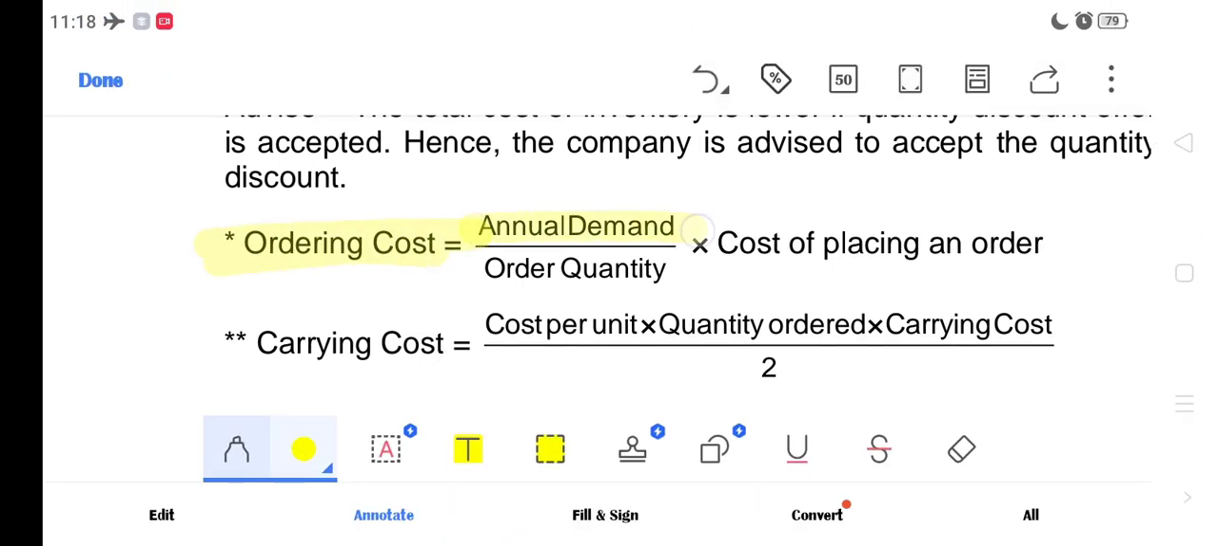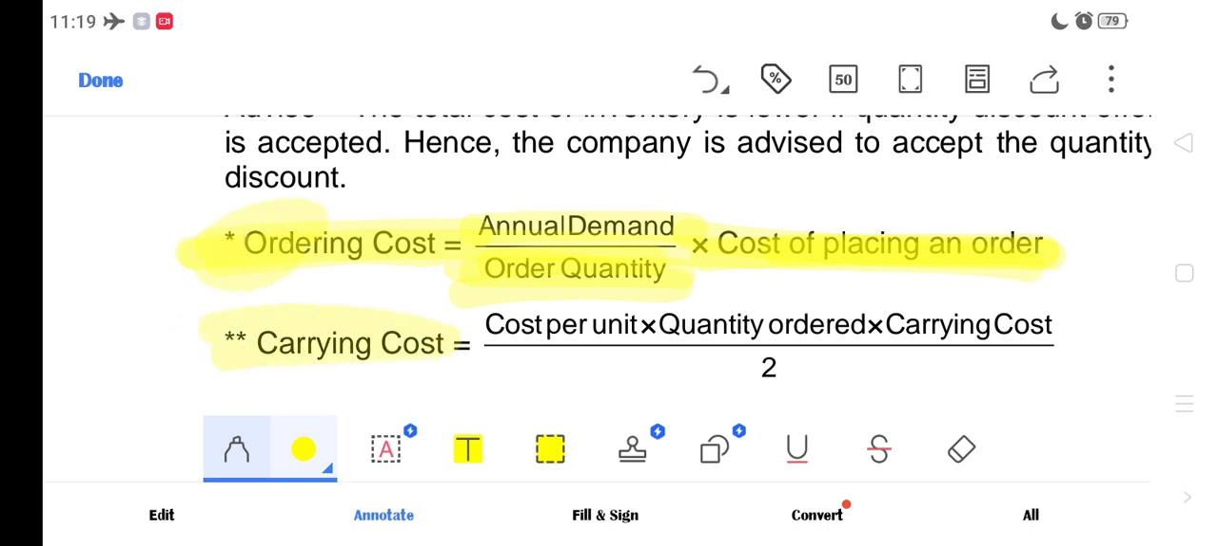Ordering cost, what is the formula? Annual demand by order quantity, which means EOQ, economic order quantity, or any kind of order quantity. Like in the quantity discount, they have given 6,000 units, so that is the order quantity. In this EOQ method, what is the units? 371 only, no? Into cost of placing an order. This is the formula for ordering cost, and this is the formula for carrying cost.